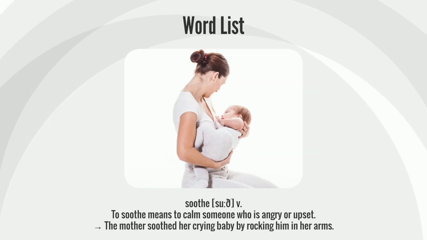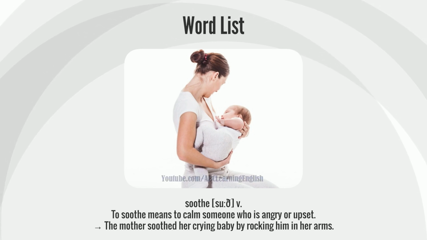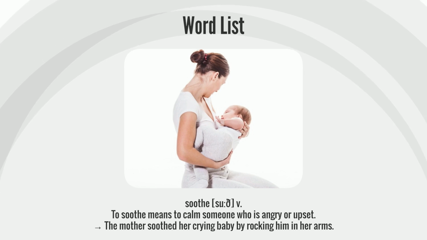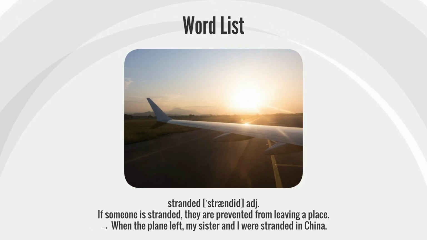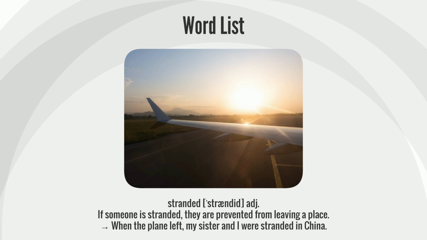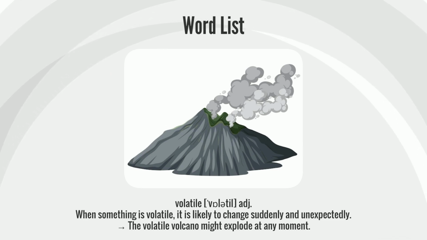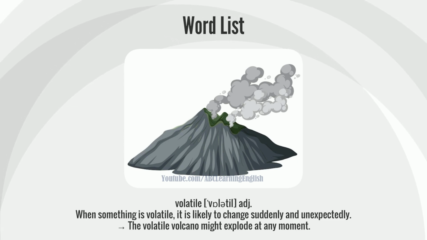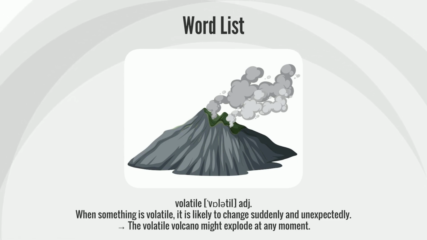Soothe. To soothe means to calm someone who is angry or upset. The mother soothed her crying baby by rocking him in her arms. Stranded. If someone is stranded, they are prevented from leaving a place. When the plane left, my sister and I were stranded in China. Volatile. When something is volatile, it is likely to change suddenly and unexpectedly. The volatile volcano might explode at any moment.